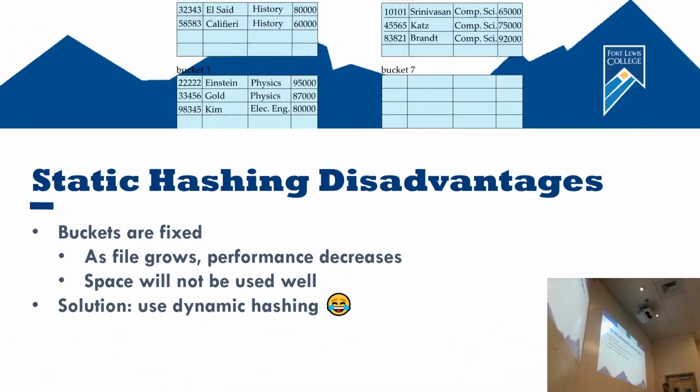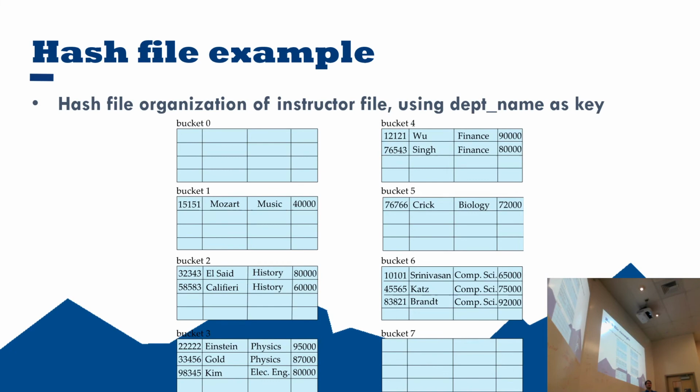Okay, and also, your space is not going to be used well, because let's go back to this example here. Are there empty buckets? Where? 0 and 7. All right, these are both empty. Is that a good way to use space? Why not? Okay, so like Nick was saying, it's not good to have empty buckets because you're just taking up space for no reason.